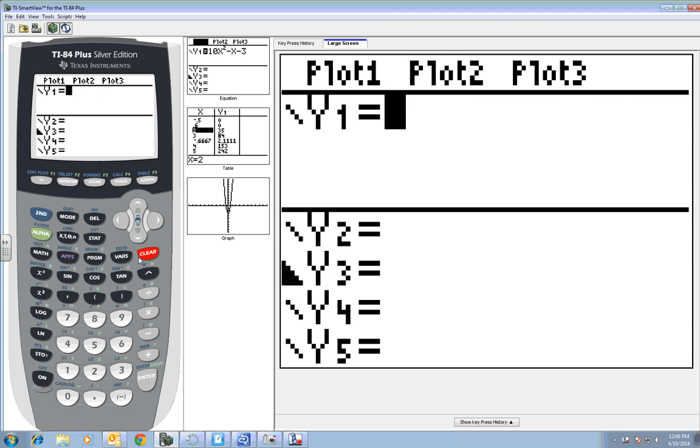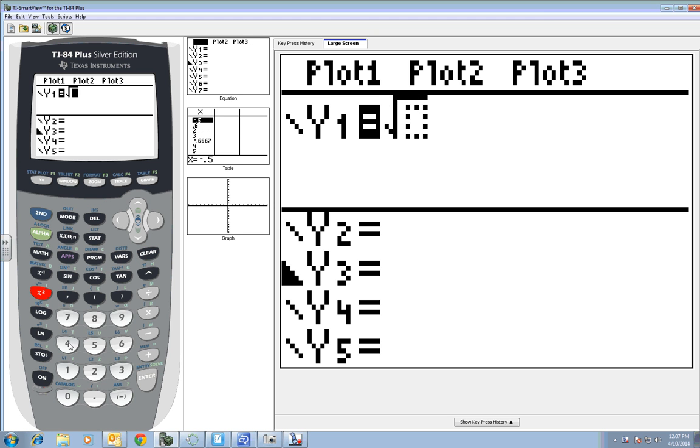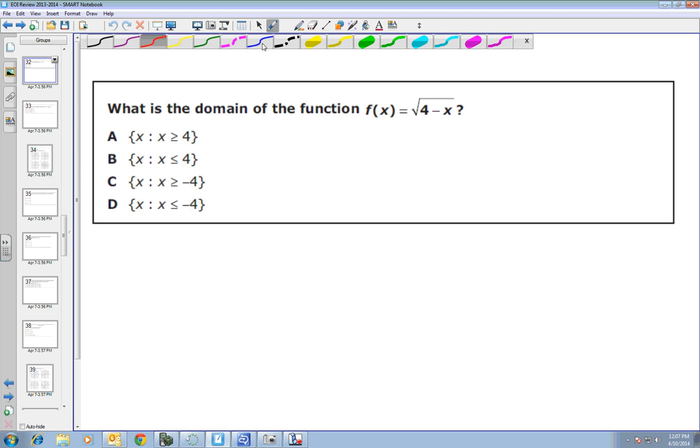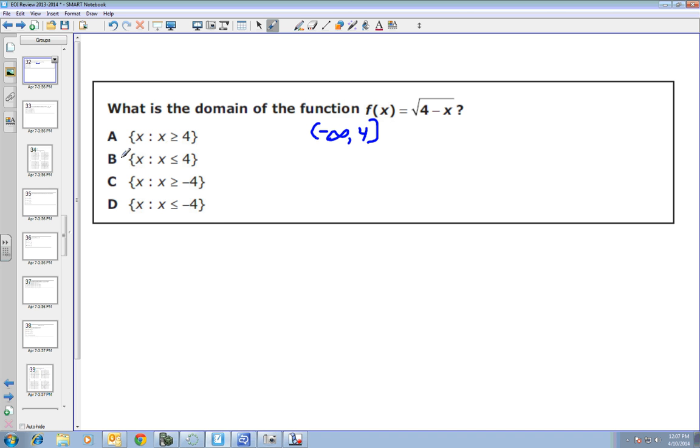Y equals, and in my graph, I'm going to put square root of 4 minus x. Okay? So here's the picture of the graph. So I want to know what x values does this cover. So I'm going to start, it goes to negative infinity up to what? To 4, right? So my x values are negative infinity to 4. So look at my choices. If I wanted to write negative infinity to 4, it would be B.